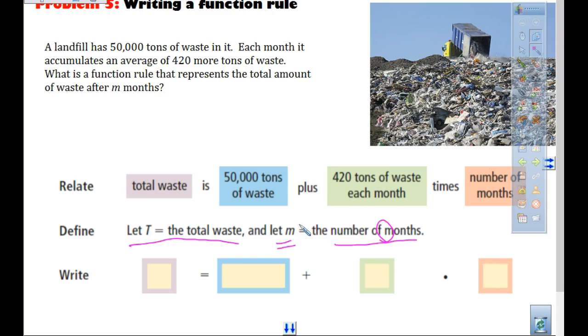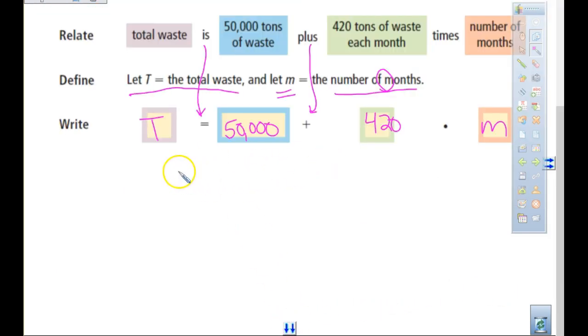Is, again, is our equal, right? Plus times. So what is our equation going to look like? We might have t equals, how much did we start with? 50,000. Each month, 420 times m.